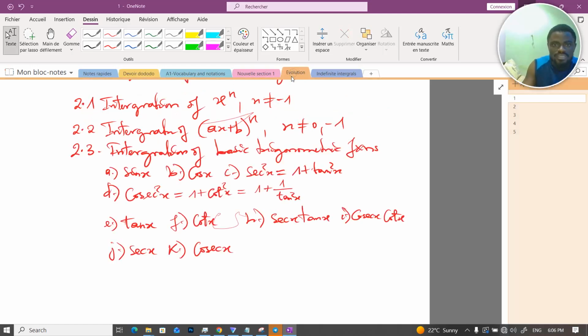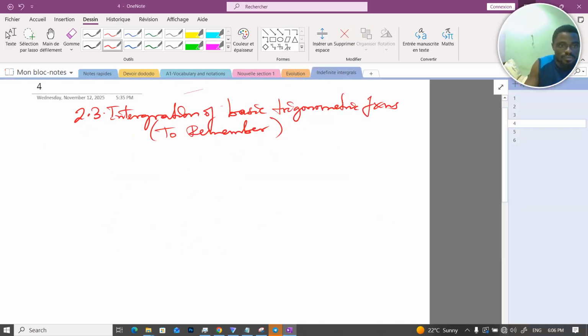So, the first case: what's the formula if you are asked to integrate sine x? A, the integral of sine x dx. What is it? If you are asked to integrate sine x dx, what do I differentiate to have sine x? Minus cos x. So this is a better way of writing it.